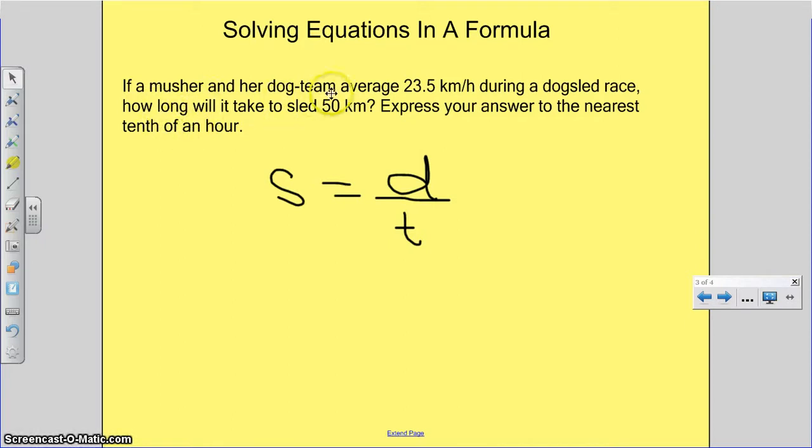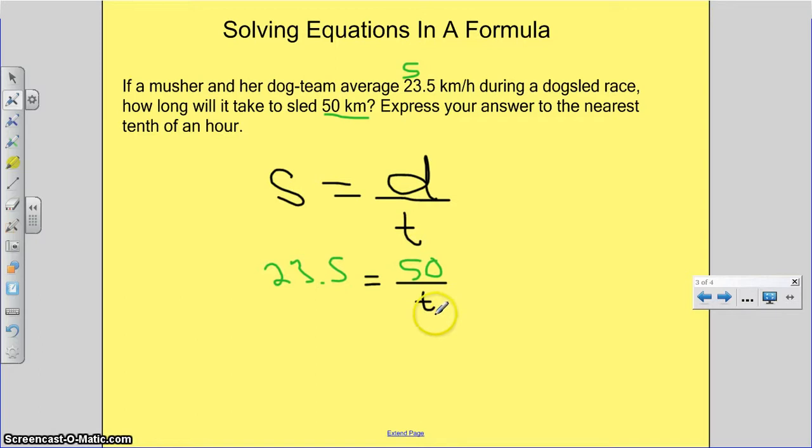So a musher and a dog team averaged 23.5 kilometers per hour. Well, 23.5 kilometers per hour, that's speed. So that's going to go where the S is. So we're going to replace the S with 23.5. And then we're going to keep reading. How long will it take to sled 50 kilometers? Well, it sure sounds like distance to me. So I'm going to replace the D with 50. And what we have left then to find is that T.